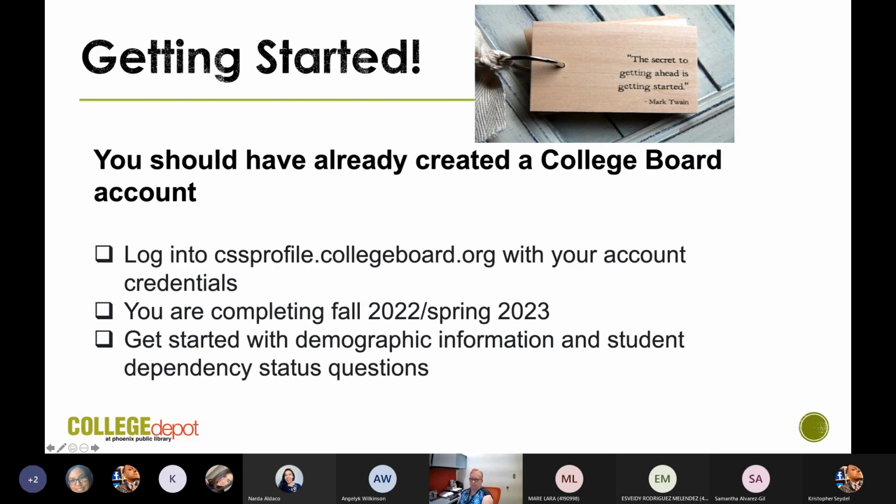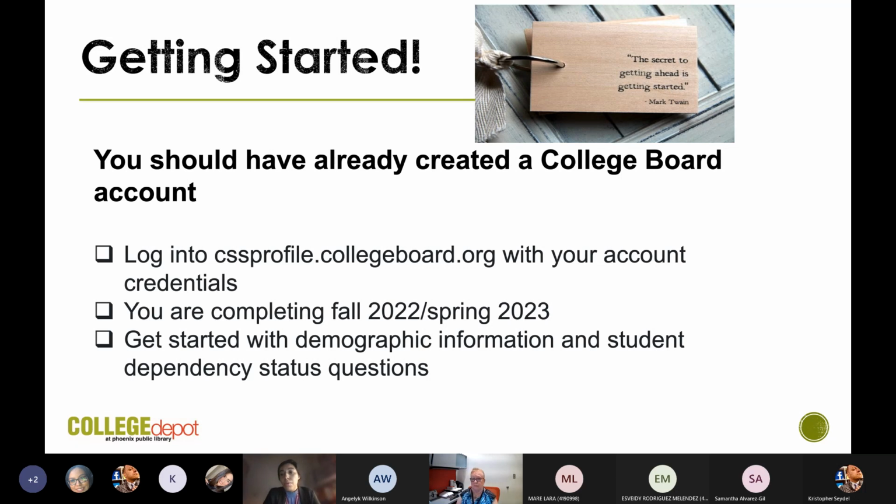So we're going to get started right now. Hopefully you are with me and you are going to treat this as a lab experience. So I hope that you have all paid attention to my worksheet that we sent out to you upon registration, and you should have already created your College Board account. If you have not created it, you're going to need to take a step back and do that.